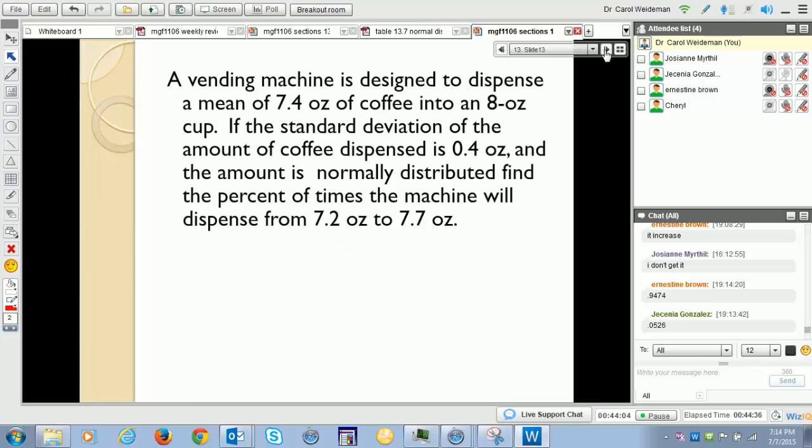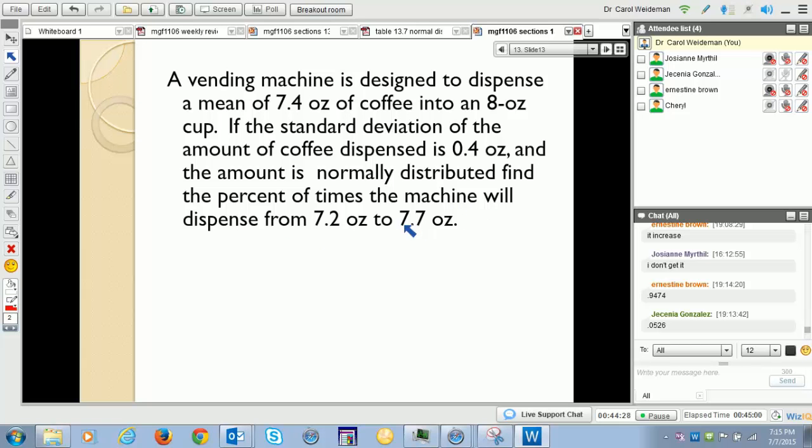All right, let's do an application problem. A vending machine is designed to dispense a mean of 7.4 ounces of coffee into an 8-ounce cup. If the standard deviation of the amount of coffee dispensed is 0.4 ounces and the amount is normally distributed, find the percent of times the machine will dispense from 7.2 to 7.7 ounces.